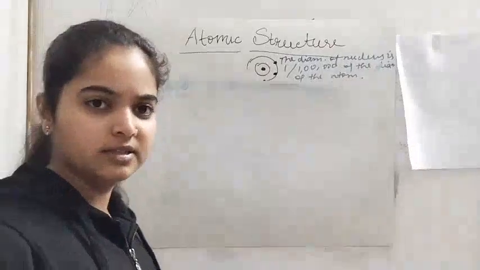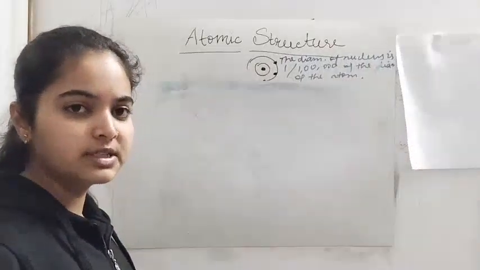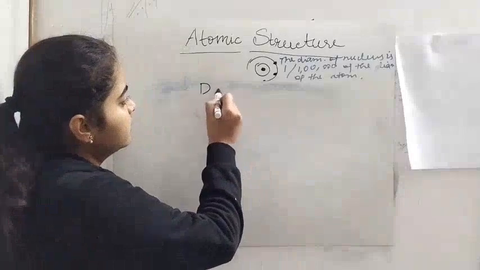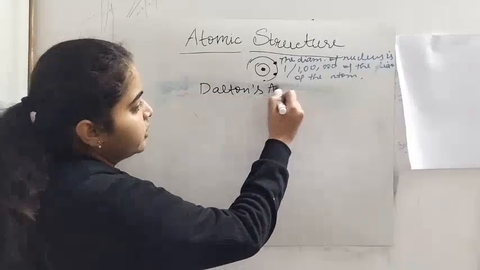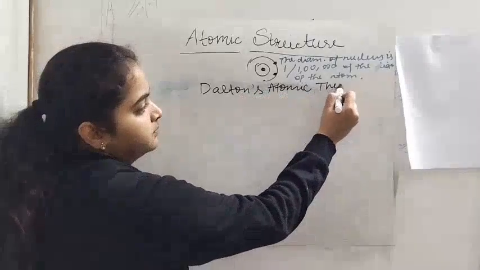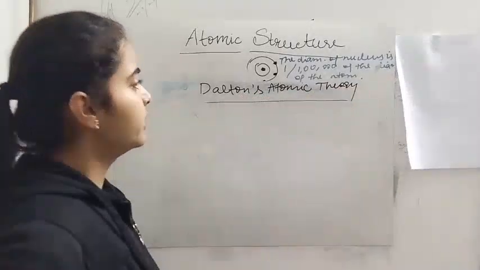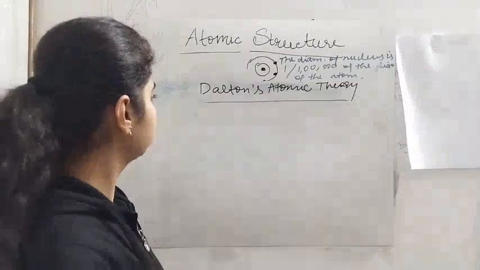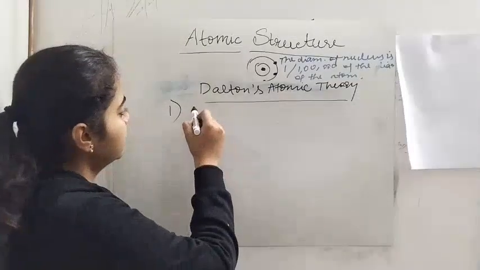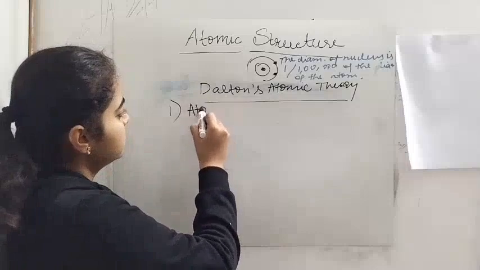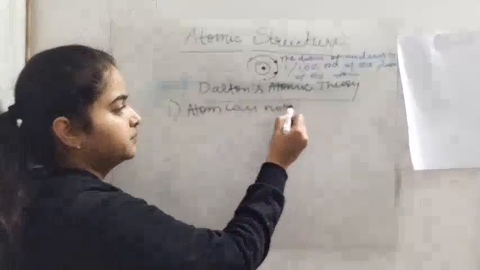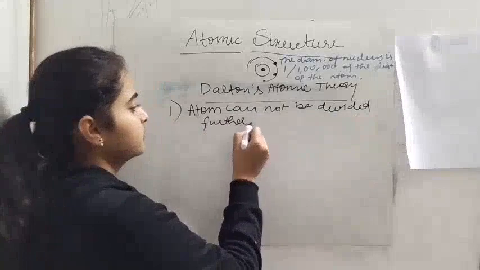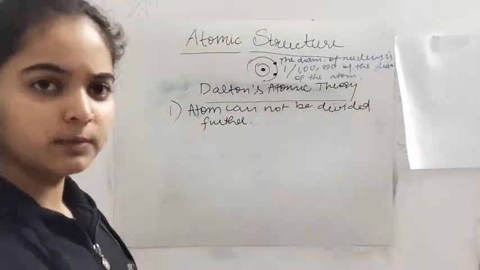To explain the structure of an atom, there were several different types of theories given by different scientists. So first we will study about Dalton's atomic theory. He gave some conclusions about what he studied about atoms. First he told that atom cannot be divided further. So this point is very true. Atom cannot be divided further.